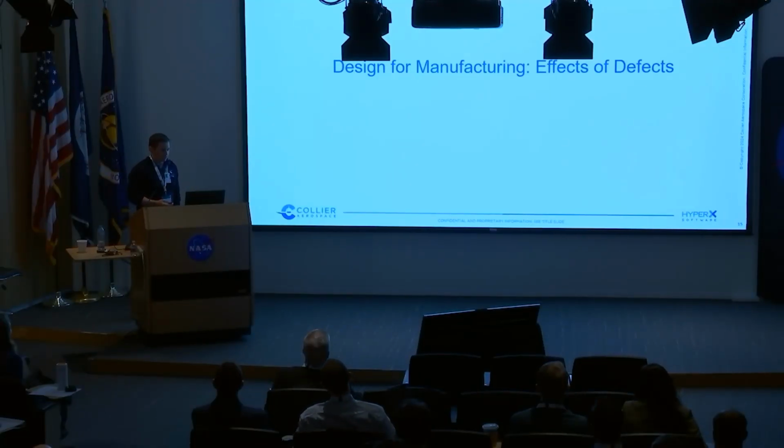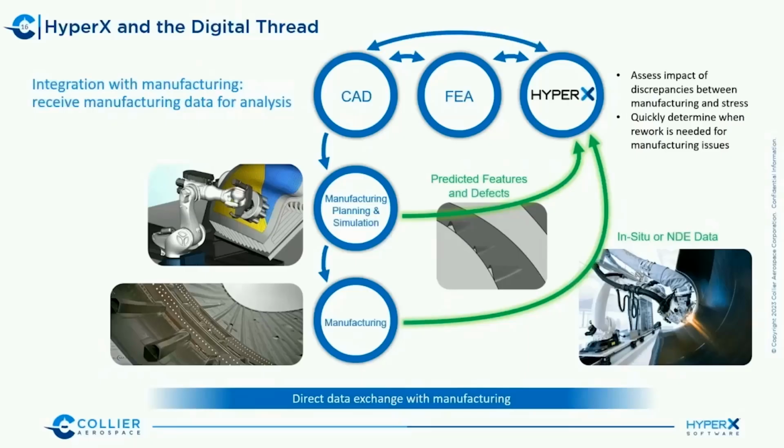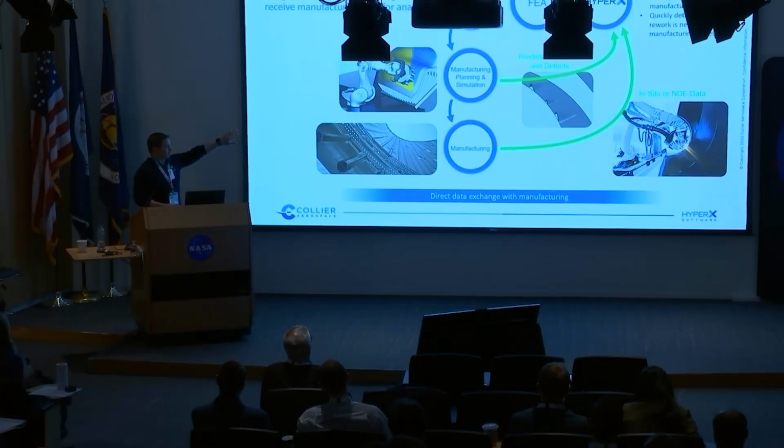And I've just got a couple slides to wrap up with here. Sort of a side topic, but related area for design for manufacturing, something we're calling effects of defects. So a similar concept, still sticking with the whole digital thread theme. At the top, we've got our familiar CAD, FEA, and HyperX bubbles. But what I'll talk about here on the next couple of slides is trying to incorporate more manufacturing simulation data, as well as data that's coming from the physical manufacturing process itself.